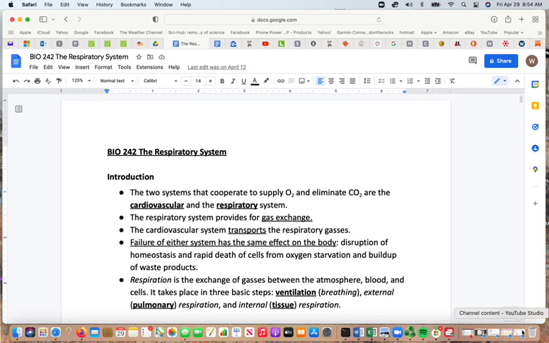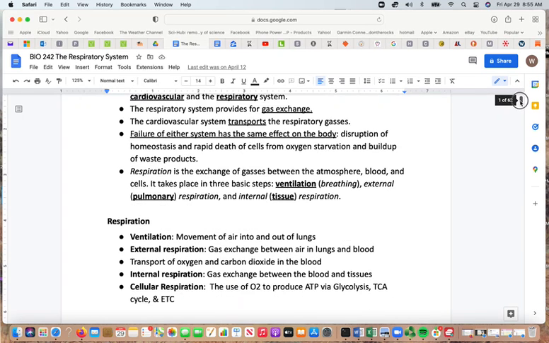So this video is going to be multiple parts to cover this system because it is fairly long. So this first one, we're going to focus on the anatomy. So your respiratory system is our source for gas exchange, where the cardiovascular system is the transport. So if either one of the systems fails, you're going to have problems where you're not going to get adequate oxygen and waste will build up.